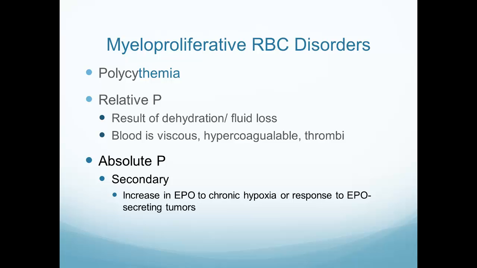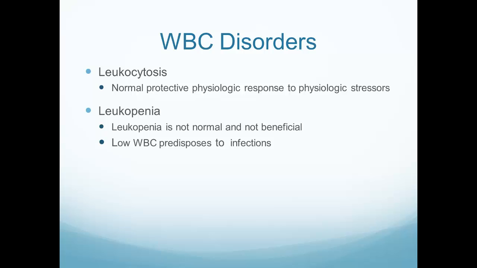This can happen for two different reasons. Chronic hypoxia, so your patient's chronically exposed to hypoxia, which is chronically stimulating them to produce more red blood cells, or it can be the result of having an erythropoietin secreting tumor. So there may be a tumor on the kidney that's secreting erythropoietin, causing too many red blood cells to be produced.